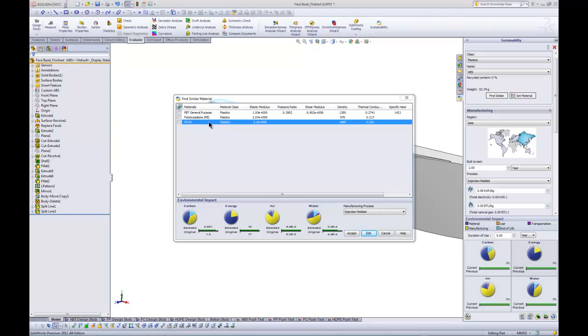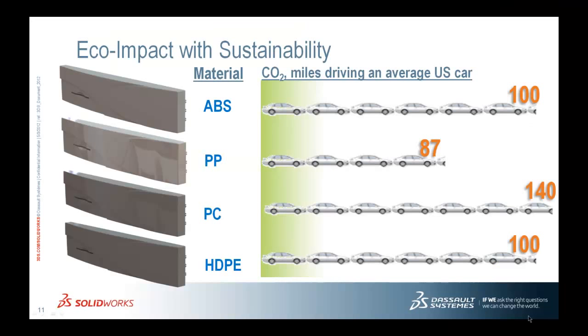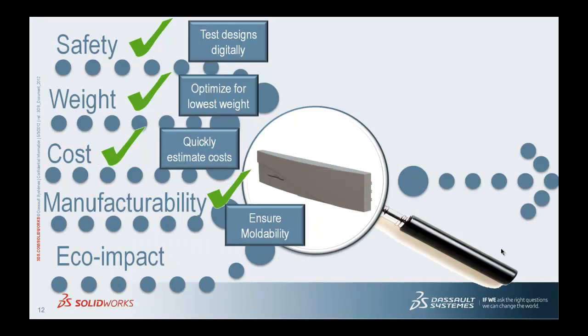So let's again go back to the PowerPoint and take a look at the data that we've extracted for these 4 different materials that we're investigating. If we extract the data from our sustainability study and just compare our carbon footprint, looking at miles driven in an average US car, we can see that polypropylene is the best choice. It would be about 87 miles. ABS and HDPE are both the same at about 100 miles, and polycarbonate is at 140 miles. So for us, the best choice would be polypropylene.